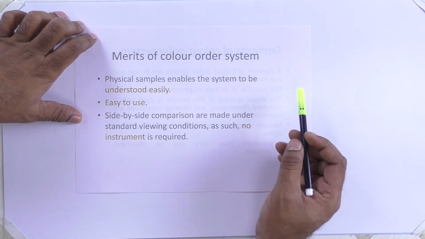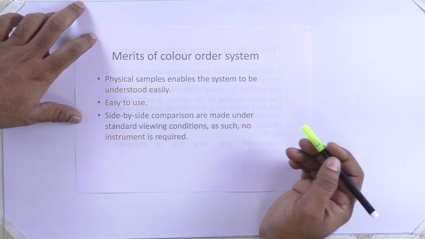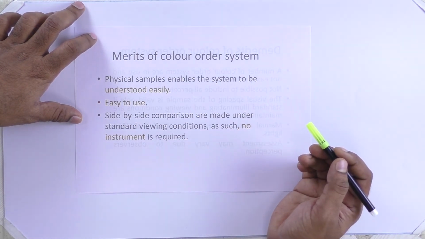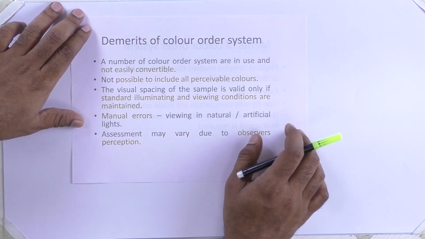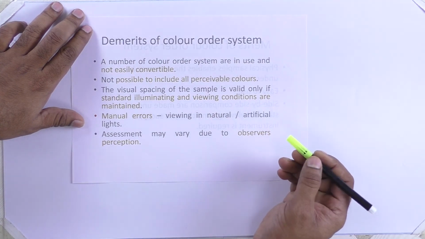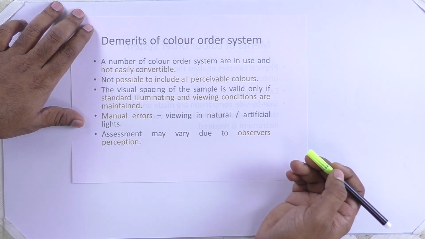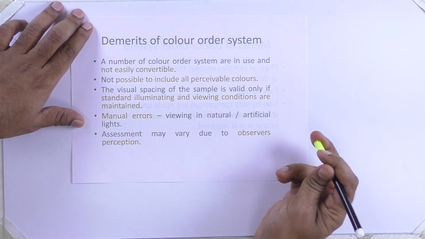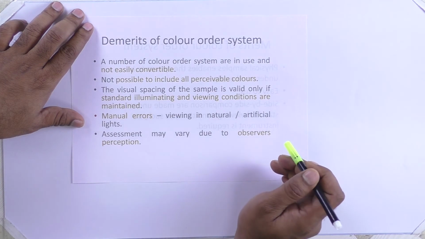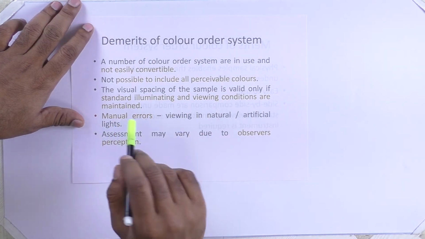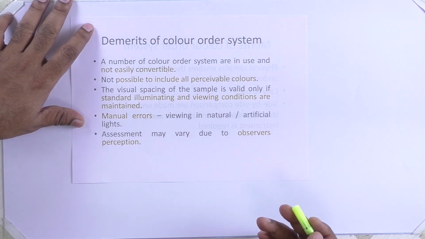Merits of color order system: physical samples enable the system to be understood easily and easy to use. Side by side comparisons are made under standard viewing conditions. As such, no instrument is required. Demerits: there are so many color order systems available in the market, and it is not possible to include all perceived colors. So we cannot include all the colors we are perceiving. Visual spacing of the samples is valid only if the standard illuminating and viewing conditions are maintained, manual errors are possible in this method, and assessment may vary due to the observer's perceptions.